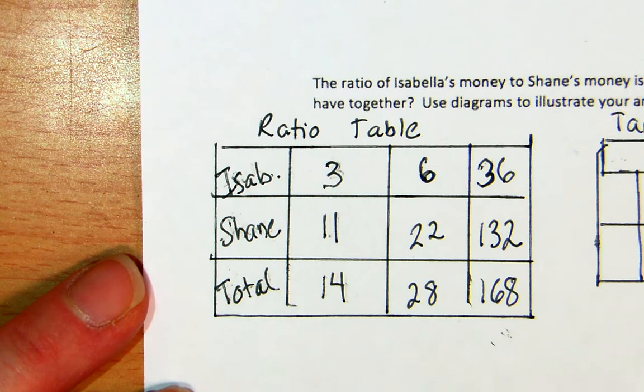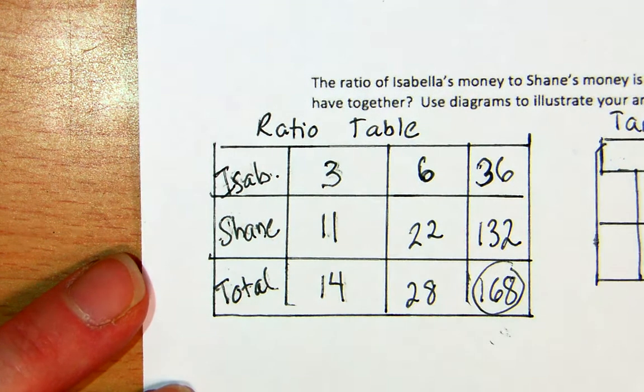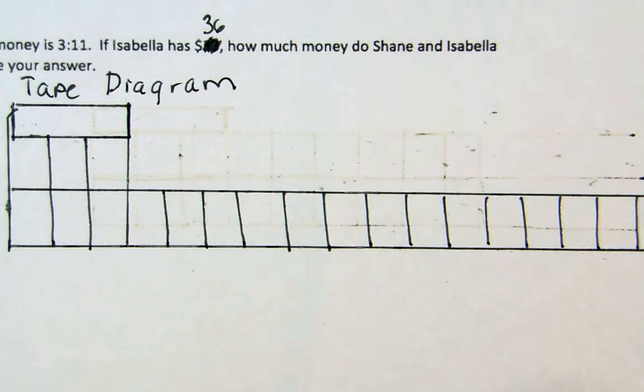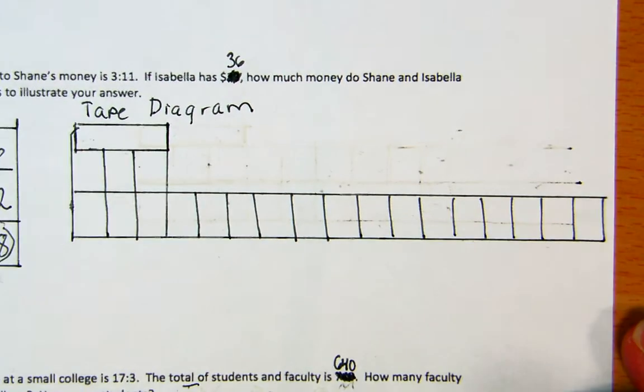Okay? So that's a way to use a ratio table. So here's my answer. They have $168. Now, what if I wanted to do this with a tape diagram? Let me zoom out a little bit, okay?